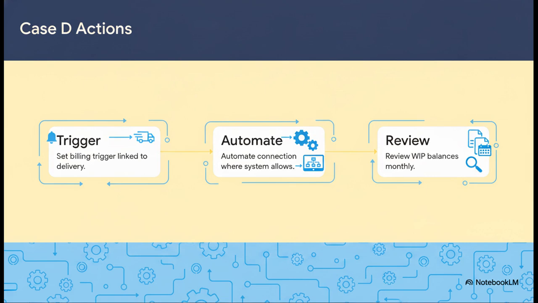It doesn't work. Step 1, you have to set up a billing trigger that is intrinsically linked to the delivery confirmation workflow. Step 2, automate this connection wherever the system allows so human error is completely removed from the equation. And step 3, implement a strict monthly review of work in progress, or WIP, balances to catch any unbilled items before they vanish from memory forever.